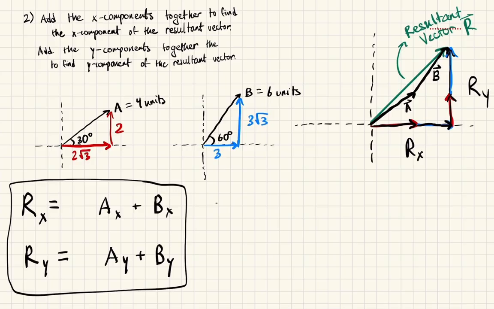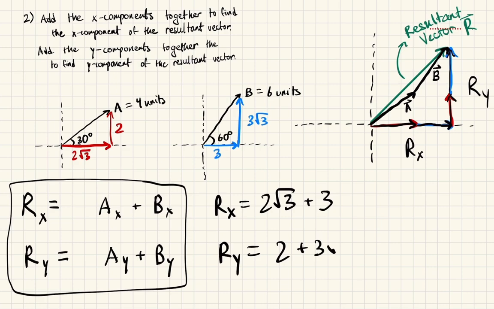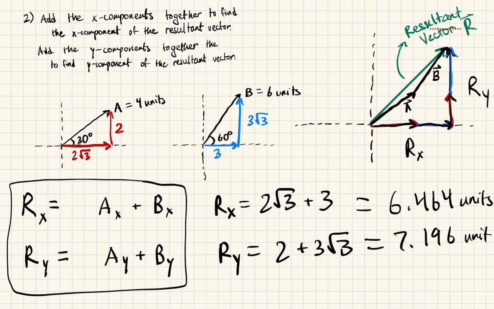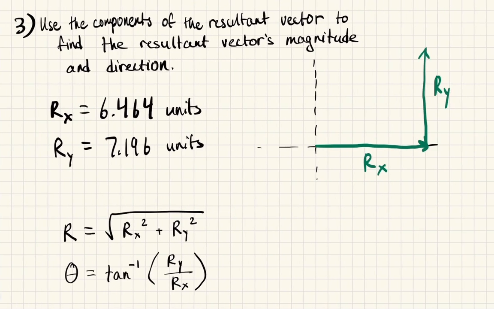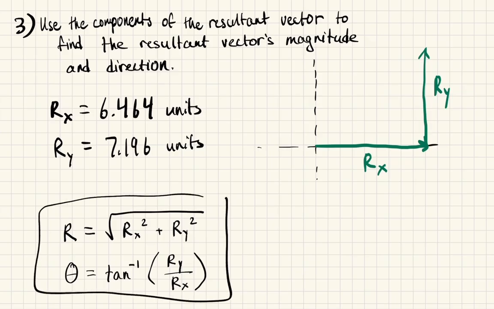So real quick, we'll do this. Rx is equal to 2√3 plus 3, and Ry is equal to 2 plus 3√3. And so this, you can approximate it to be 6.464 units and 7.196 units, okay? So that's step 2. Let's go ahead and move on to step 3. Step 3 is to use the components of the resultant vector that we just found to find the resultant vector's magnitude and direction. So if you watched my last video, you'll know that we have this set of equations right here that's going to help us do that, okay?